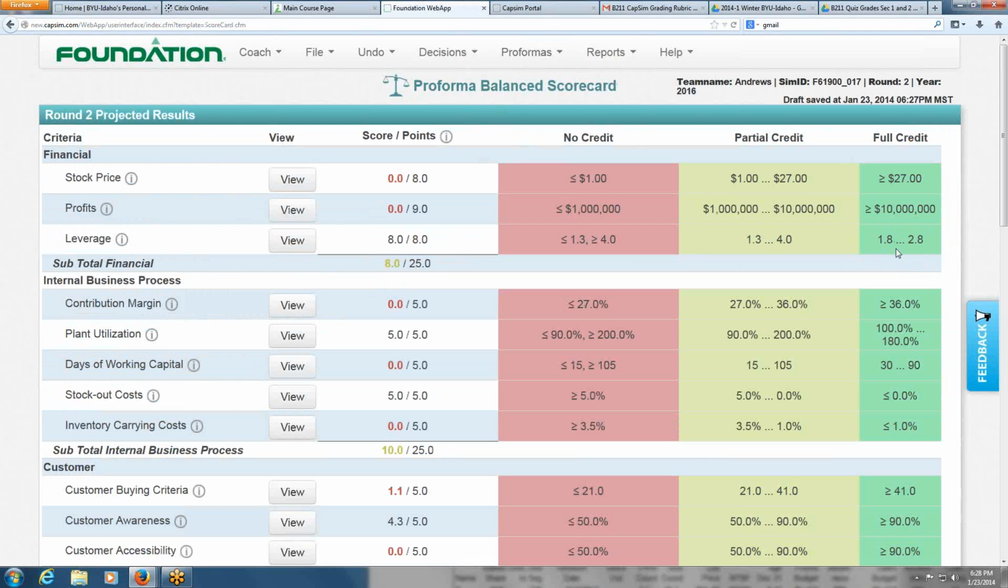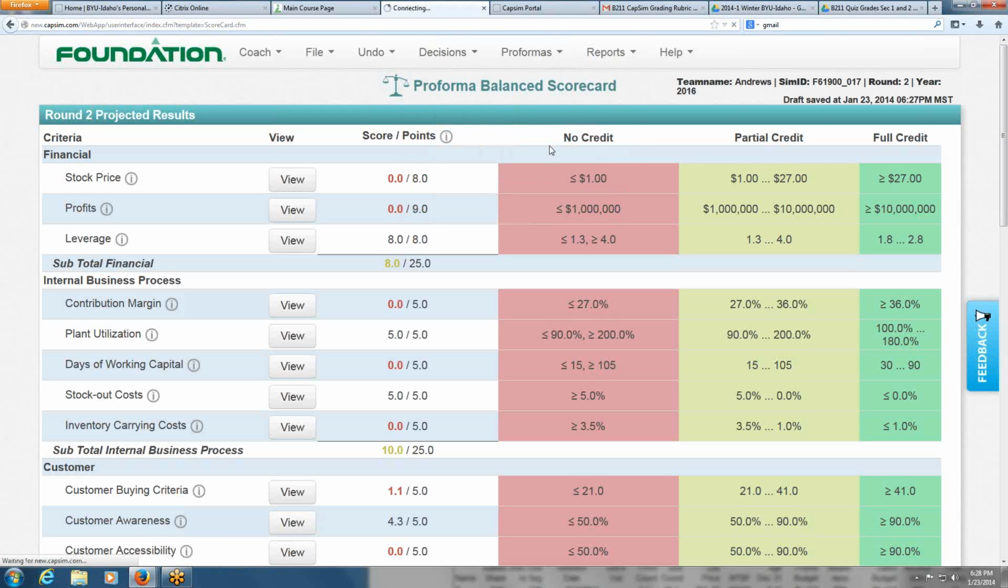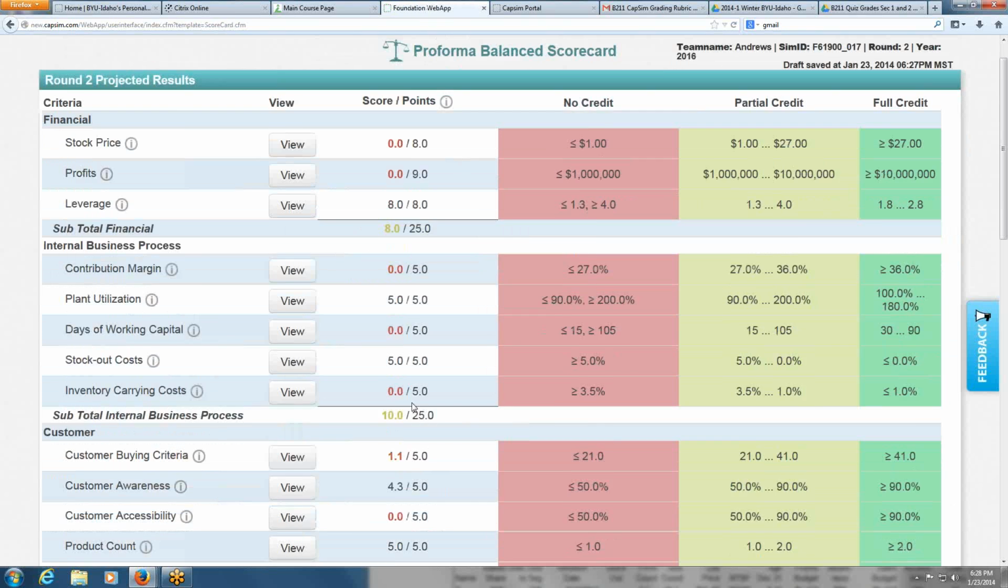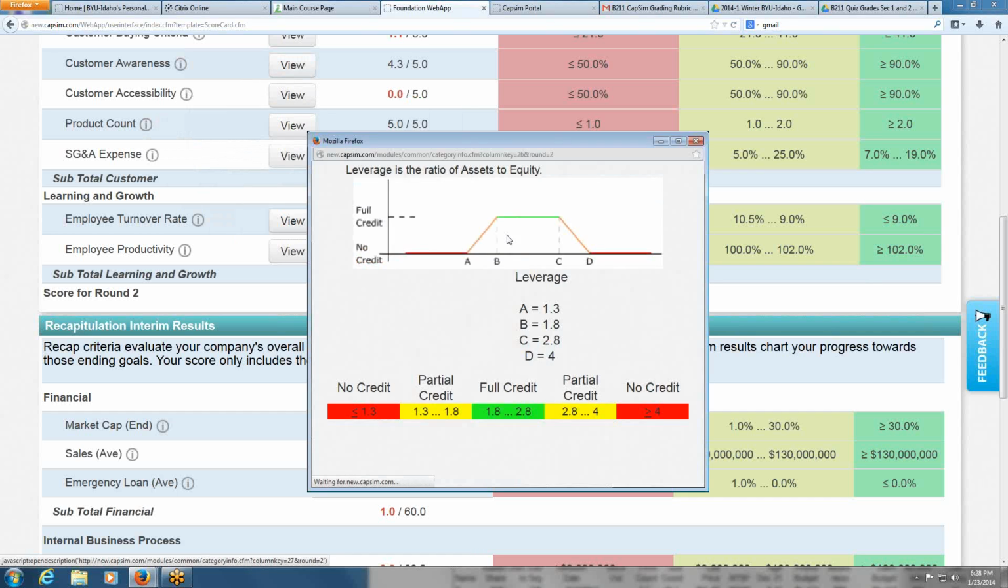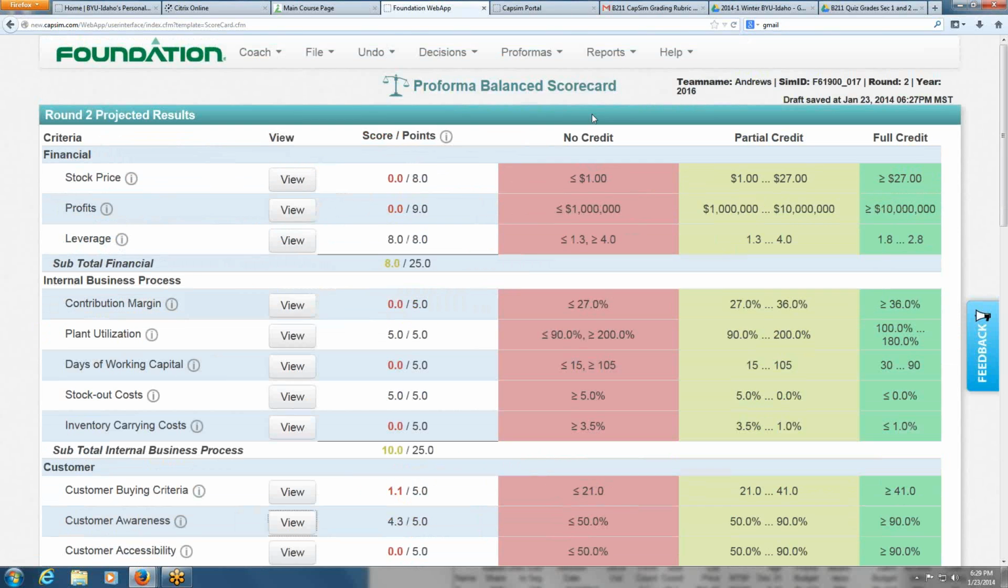But if my leverage was at 1.2 or something, then I would know by looking at my ratios that, oh, my leverage was 1.2. I need to either raise my assets or lower my equity. So then you're going to go through and keep on going through these things. Each one will explain what each one is, and they'll even give you a little map to show you what you need. And your ratios will help a lot with finding out how to build that up.